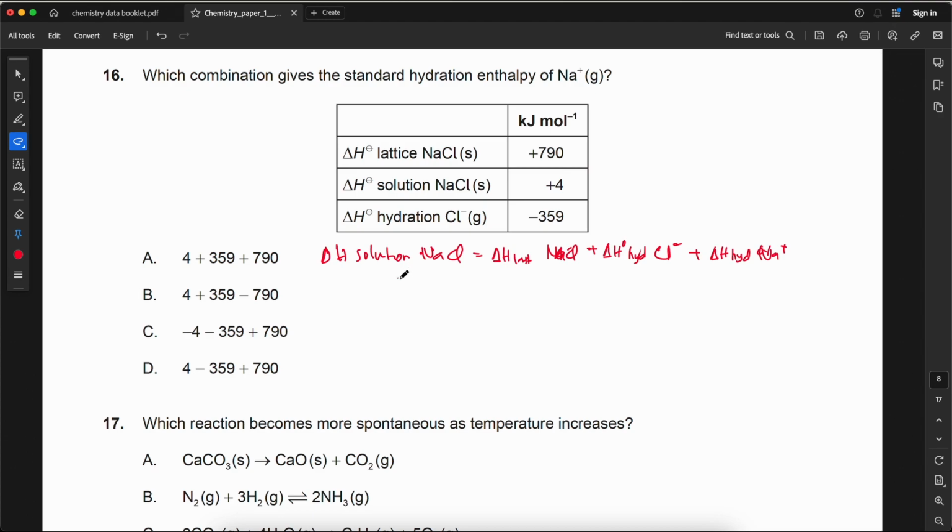It is known, which is plus 4, equal to plus 790 plus negative 359 plus x. So if we rewrite this, this would be plus 4 minus 790 plus 359 equal to hydration enthalpy of Na plus. B.